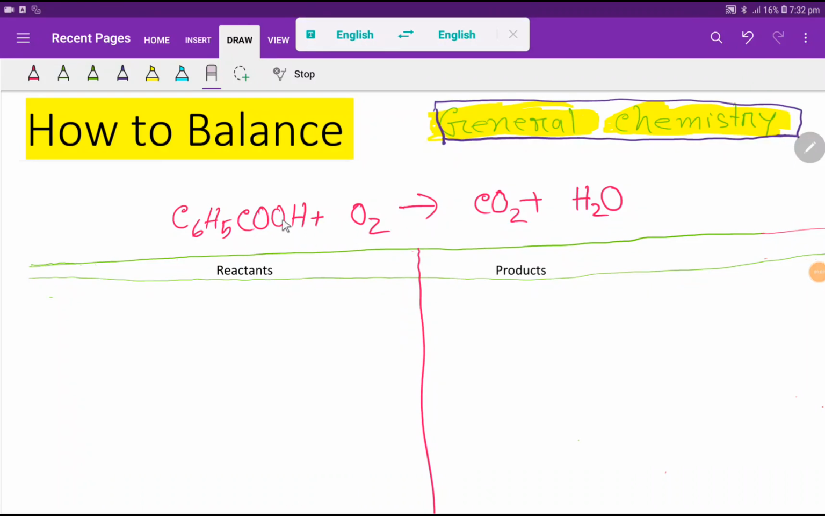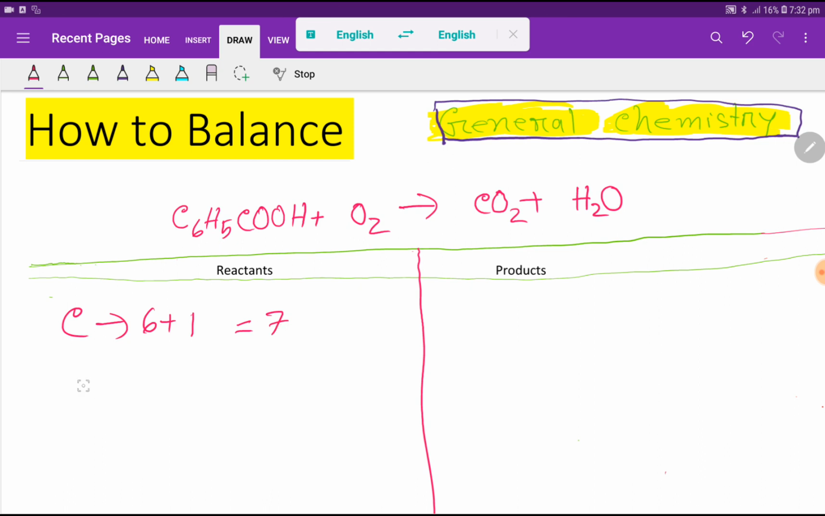Welcome to this class. This is benzoic acid, this is oxygen, this is carbon dioxide, and this is water, right? Okay, to balance this reaction, let me count the number of atoms. On the left hand side, we have carbon. Look, here we have 6 carbon, plus here we have 1 carbon. So we are getting 7 carbon here.